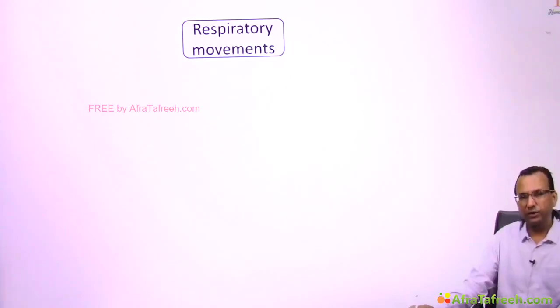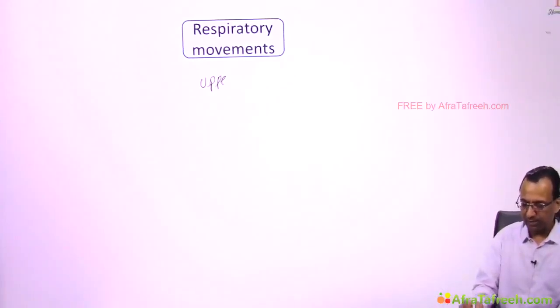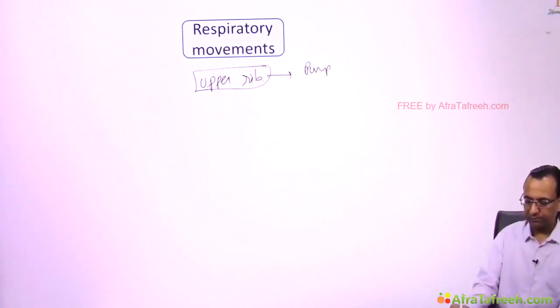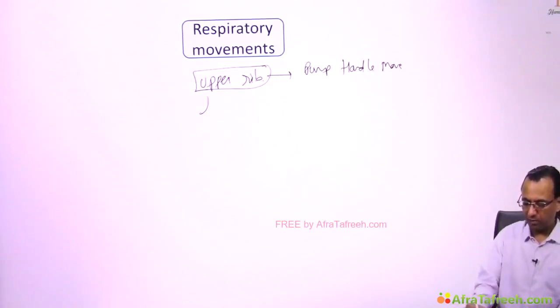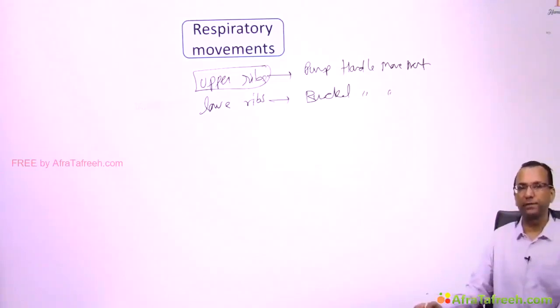Next, we have to talk about some respiratory movements. The upper ribs help us in pump handle movement, and the lower ribs help us in bucket handle movement. Now, what is this bucket handle movement?